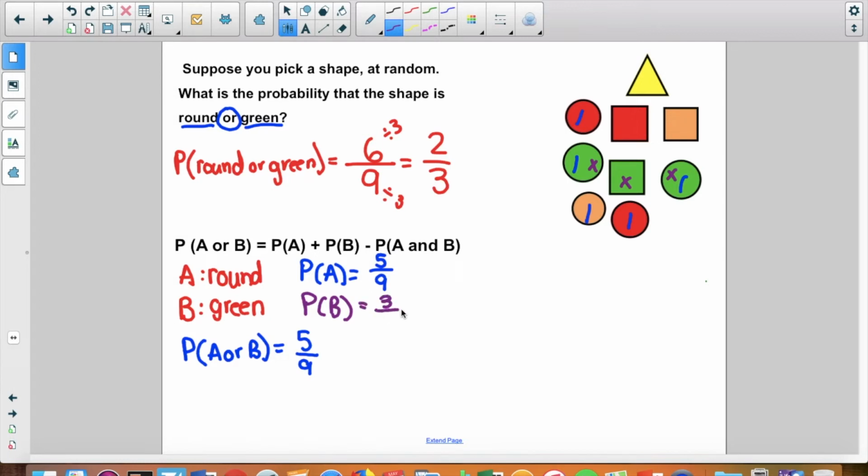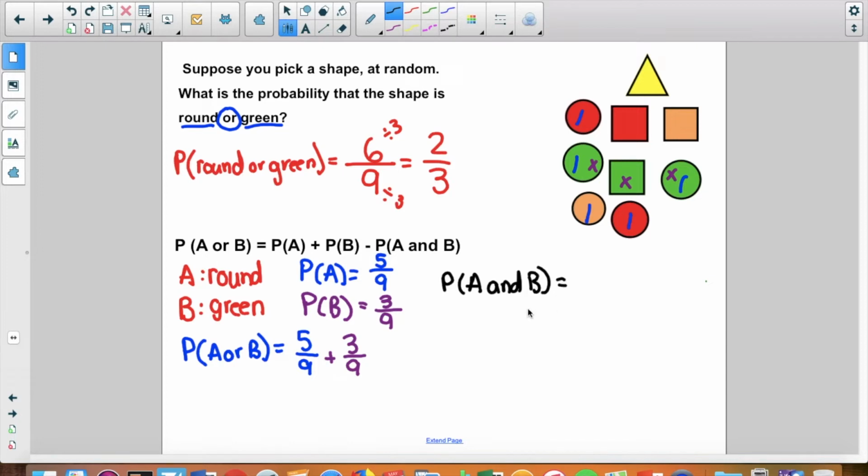So 3 out of the 9 shapes are green. Now you can simplify that if you want. I'm not going to right now though. So this could be 3 over 9.